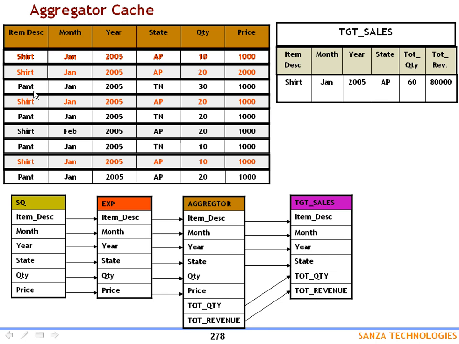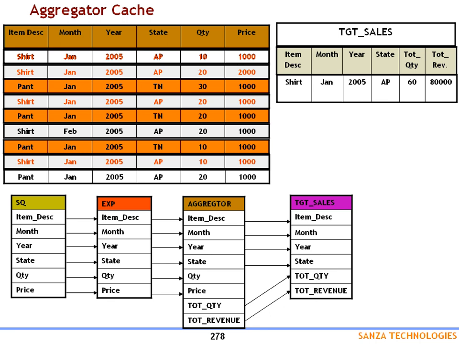And January 2005 Tamil Nadu. Then it goes to the next record. This is already marked, so it will skip it. It goes to the next unmarked record, pan January 2005 Tamil Nadu, yes. Then it goes to the next record, shared February, not the same combination, so it skips it. Next, it goes to the record pan January 2005 Tamil Nadu, same combination. Next, it goes to the next record, not the same combination. Sorry, it is already marked, so it will not look at it.